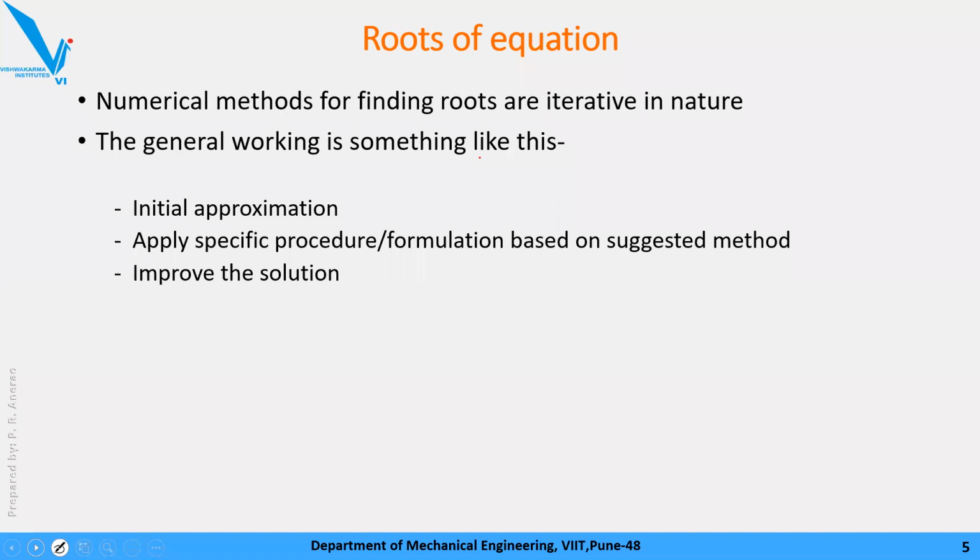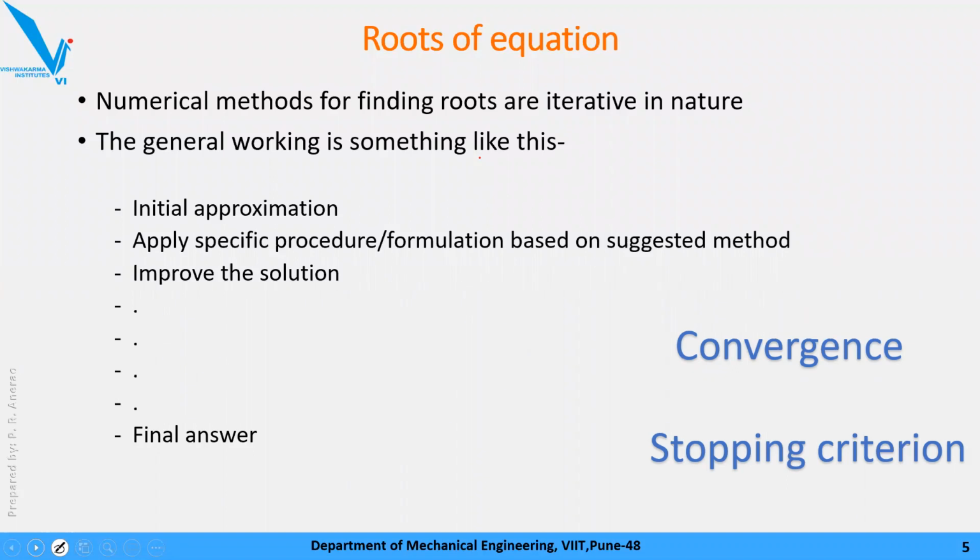Since we are doing an approximation, there is going to be an error. So somehow we try to improve the solution, and this process continues for a longer time, improving the solution. And after we get satisfied, that will be our final answer. We will say that we got our root. Now there are two terms we need to understand when we learn roots of equations. As the time comes, I'll explain those. Those terms are called convergence, and the second term you will find is stopping criteria.